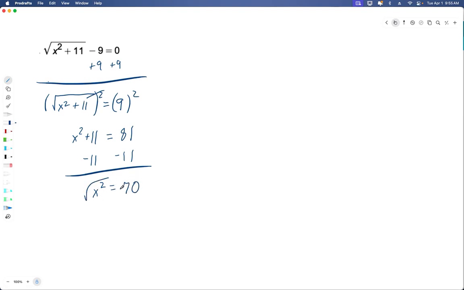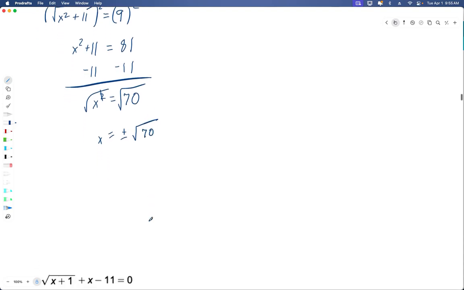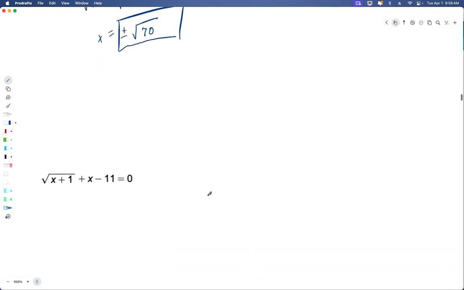If I unsquare both sides now, x is going to be equal to plus or minus the square root of 70. And now all we need to do is see if we can reduce this. I know that 70 is equal to 7 times 10, and 10 is 2 times 5. So there is no pair of factors that I can pull out. That means this is the answer, plus or minus square root of 70. All right, let's look at the next problem.